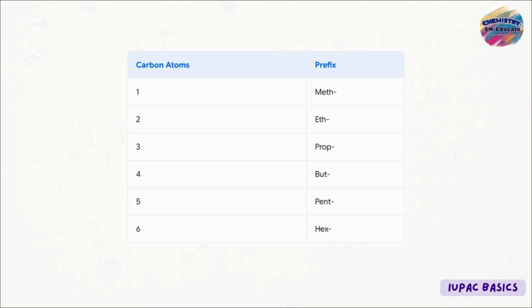A kind of silly but super helpful way to remember the first 4 is the phrase monkeys eat peanut butter: meth, eth, prop, but. After that, it's just basic geometry, right? Pent, hex. This right here is the absolute foundation of your naming puzzle.